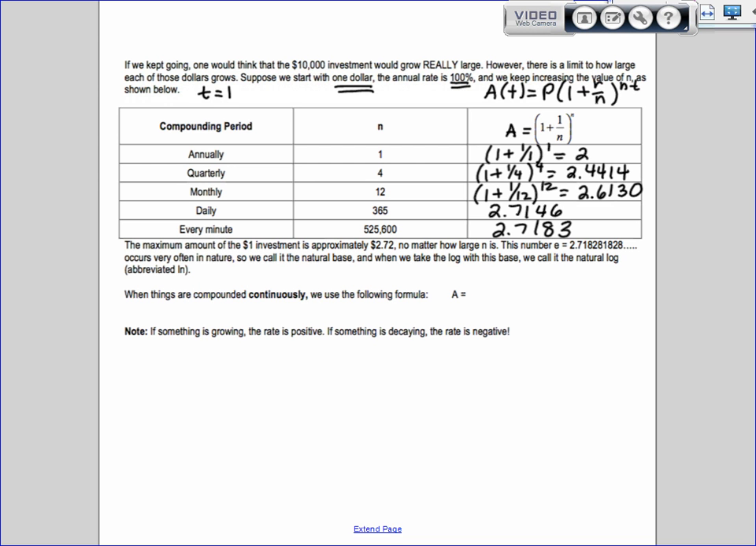And this number is very important. This number is called the natural base because it occurs so often in nature. And this number is E. So right here I have what E is. It's 2.718281828. And you're like, oh, it just repeats, 281828. It does not repeat. Okay, this is an irrational number just like pi. It goes on forever.